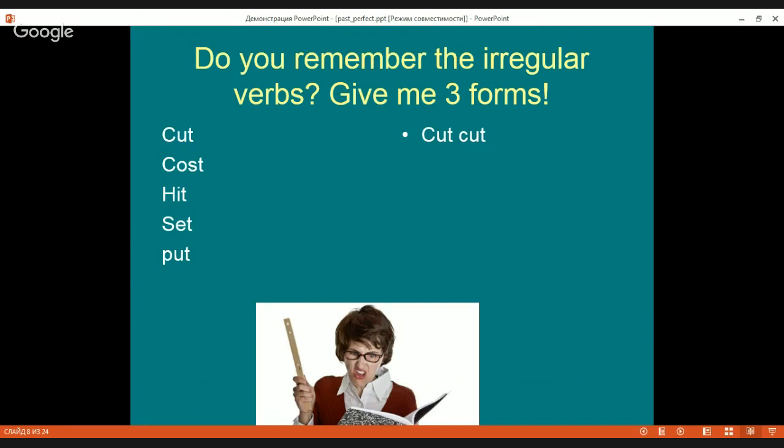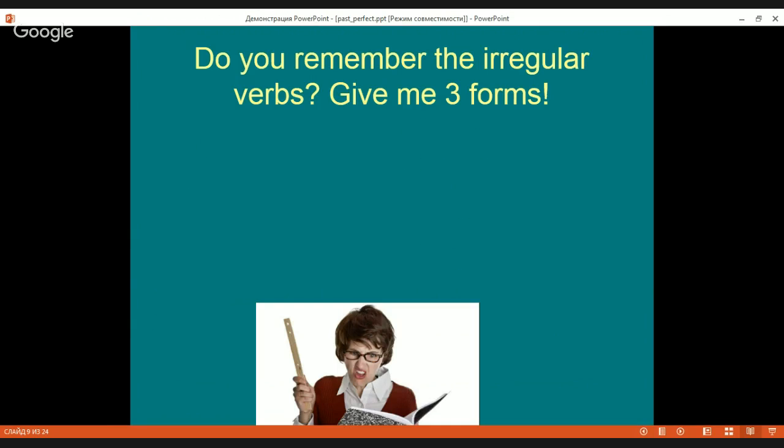Cut. And I hope your answer was correct. What gives us cost? Cost. Hit. Set. Put. Bingo, guys, you were right. All the three forms are the same.